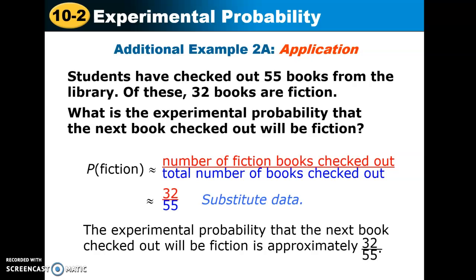Now that's weird to say. Would you say 32/55 in real life? Probably not. But if you calculate that to a percent, that's about 58%.